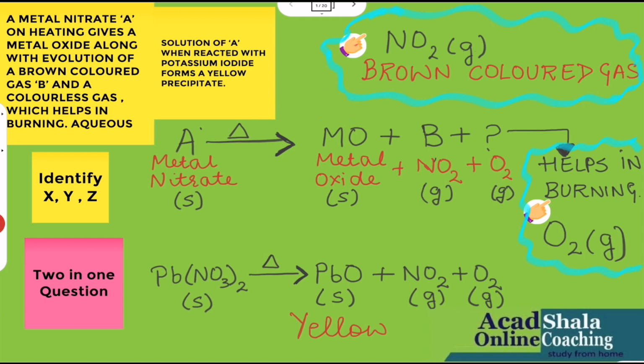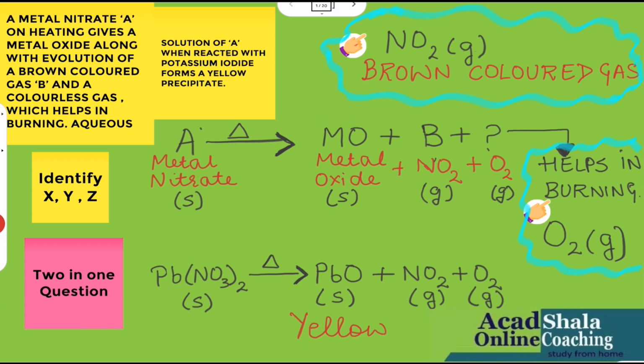The question says, a metal nitrate A on heating gives a metal oxide along with evolution of a brown colored gas B and a colorless gas which helps in burning. Aqueous solution of A, when reacted with potassium iodide, forms a yellow precipitate.